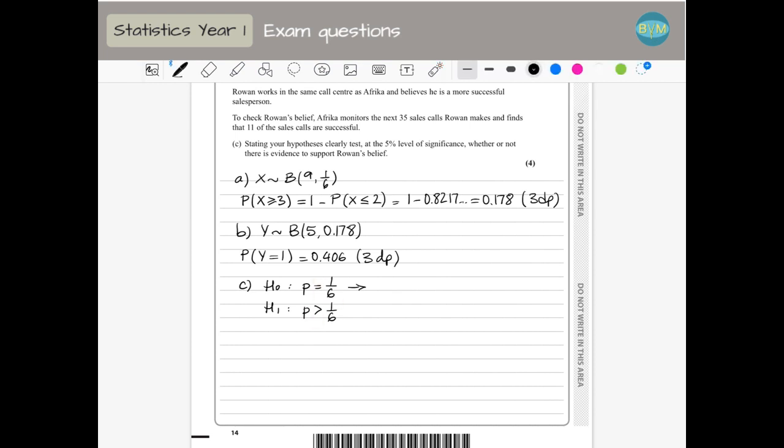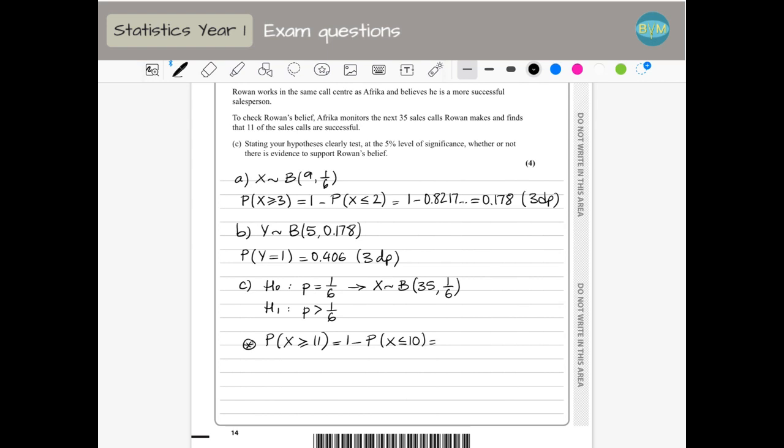If the first one is true, that is what we are going to assume. Our X is going to be binomial with n of 35, because they are monitoring 35 calls, and the probability is going to be 1/6. And I'm going to remind you that we have 2 methods to do this. The first one is just checking the probability of getting the observed value of 11 or more in this case, because I have greater here. And I'm going to check if this is smaller than the significance level. So this is 1 minus the probability of X being smaller or equal than 10.